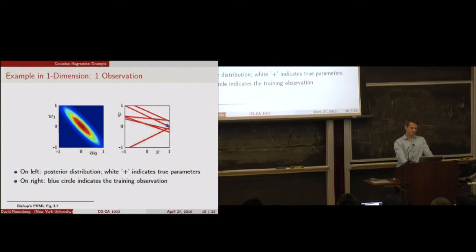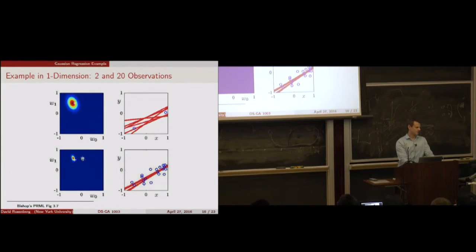All right, let's do some more points. Here are 2 observations and then 20 observations. You can see these are the 2 data points. Here's the 20. You can see the posterior distribution concentrating on a particular vector W, and the prediction functions become much more uniform.